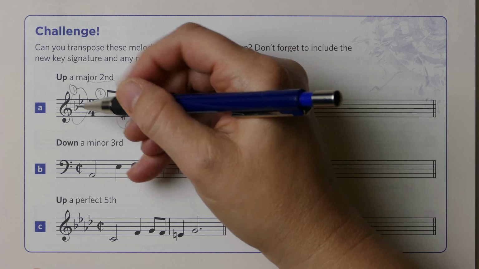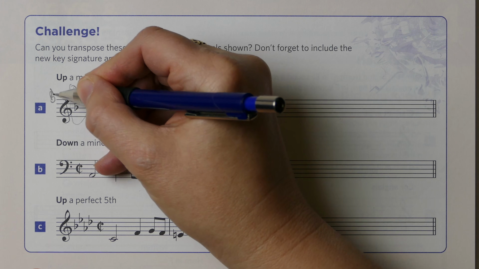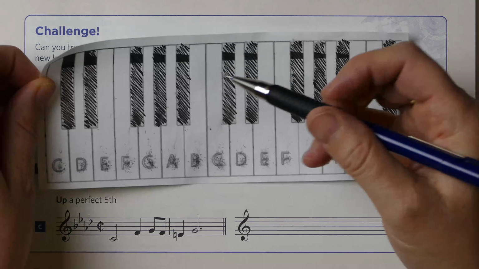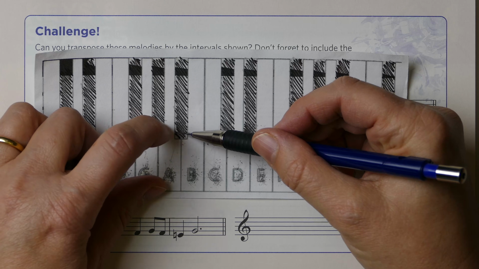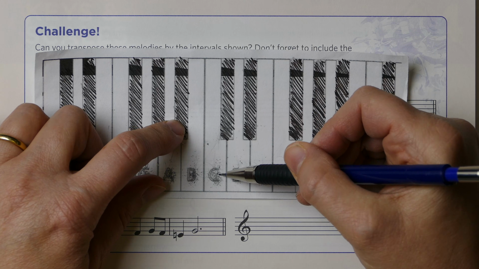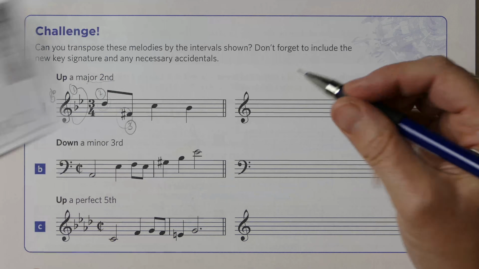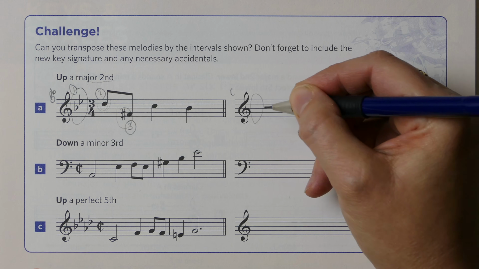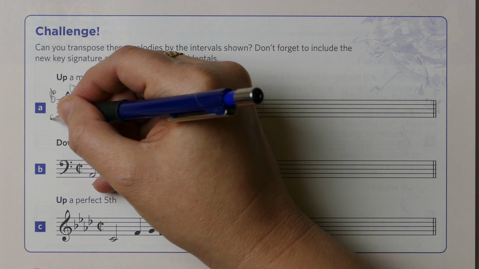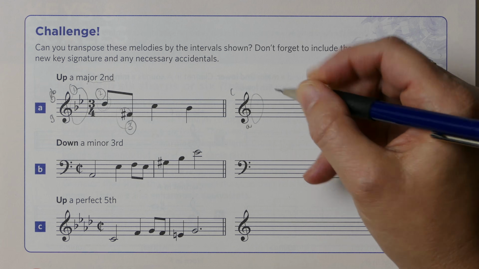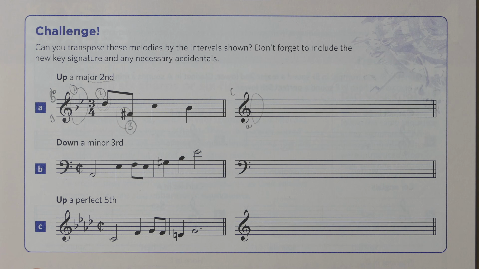So here we're in the key signature of B flat major and we're going up a major second. So from B flat up a full step, a full tone, takes us to C major. So we're going to C major, which has a key signature of nothing. Of course, this could be the key signature of G minor, taking us to the key signature of A minor, but we don't need to worry about that.